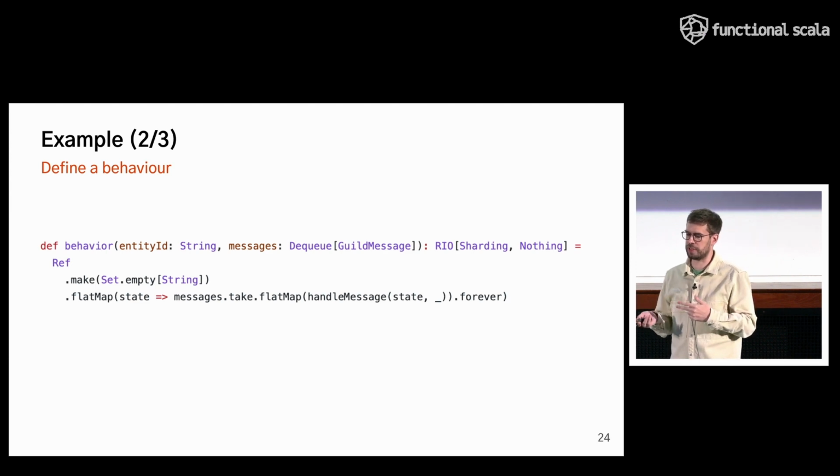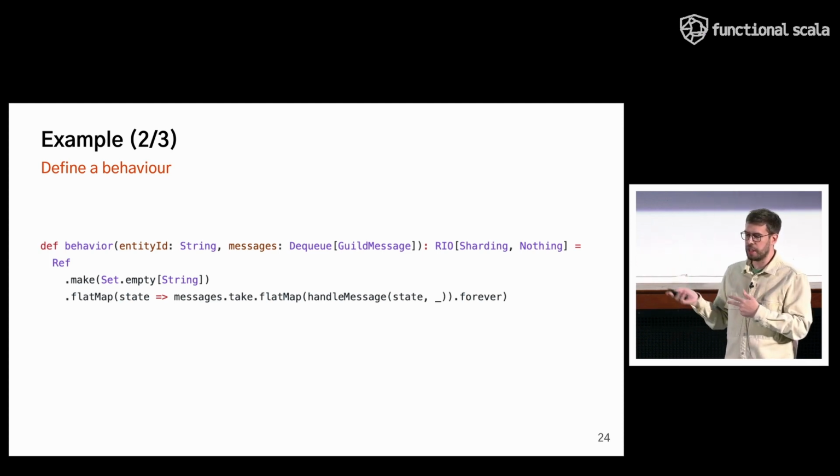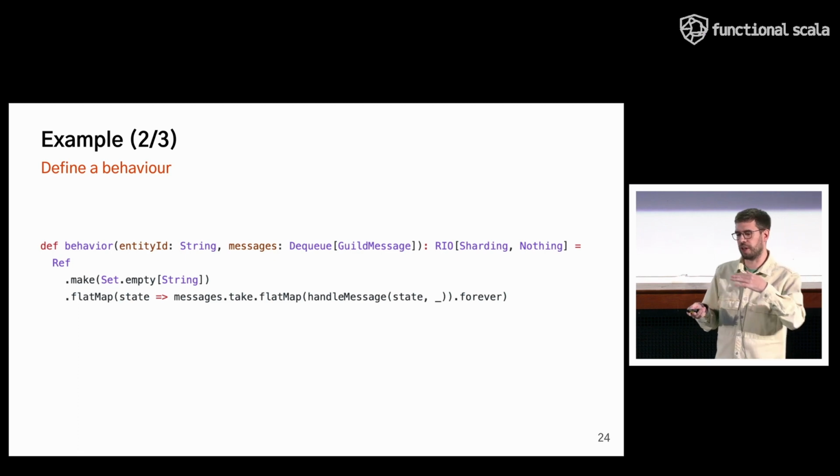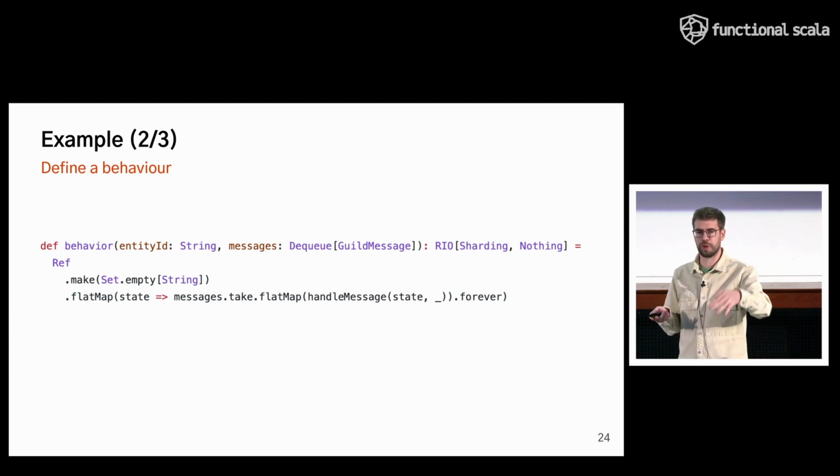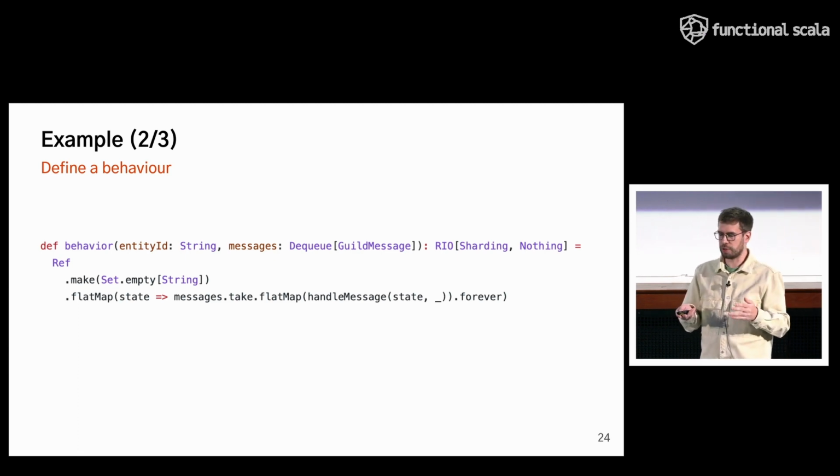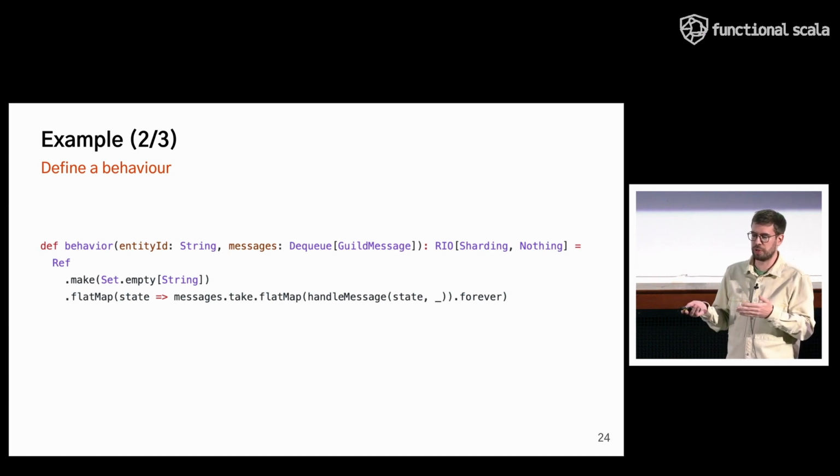So what does it mean? RIO means it can fail with an exception. It requires an environment of type Sharding. And then it returns nothing. Returning nothing basically means that your effect will never stop. It's supposed to be a loop that never stops. So it's supposed to basically consume your queue and do something with the messages.